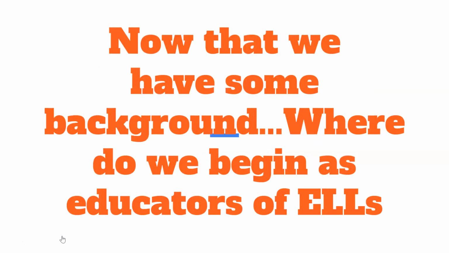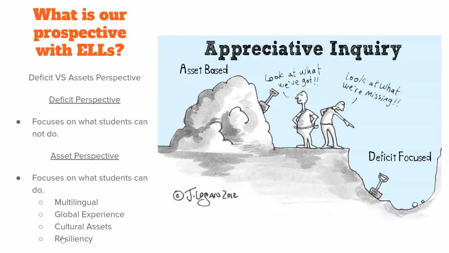Okay, so now that we have that background out of the way, where do we begin as educators of ELLs? I think an important place for us to begin is with our mindset, our perspective with ELLs. We have to choose to view English language learners from a deficit perspective, focusing on what they can't do, what skills they don't have, or we have to choose to view them from an asset perspective. We focus on everything that they bring to the table, their language, their culture, and all of their experiences that they've had, and their ability to bounce back, to be resilient.